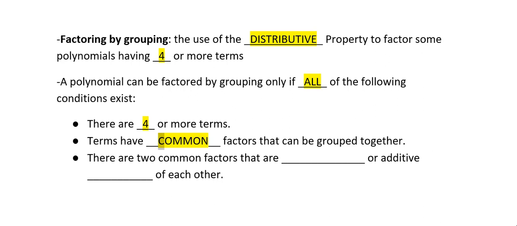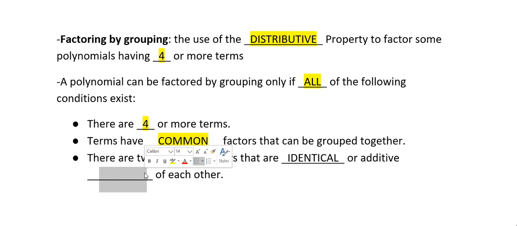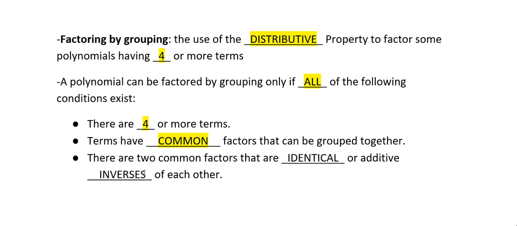So we're going to group things and see if they have common factors and make sure that the remaining pieces match. Then the matching part is that there are 2 common factors that are identical, or they may be additive inverses of each other, which means that we could pull out a -1 and they would then become the same.